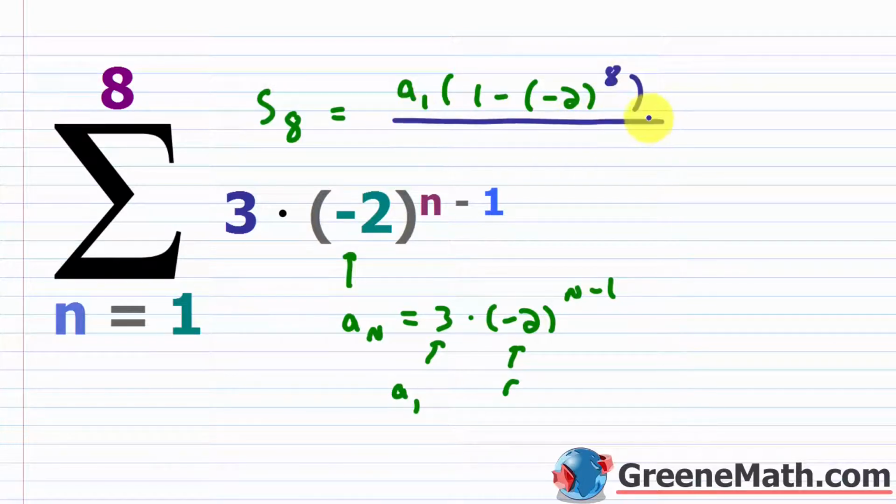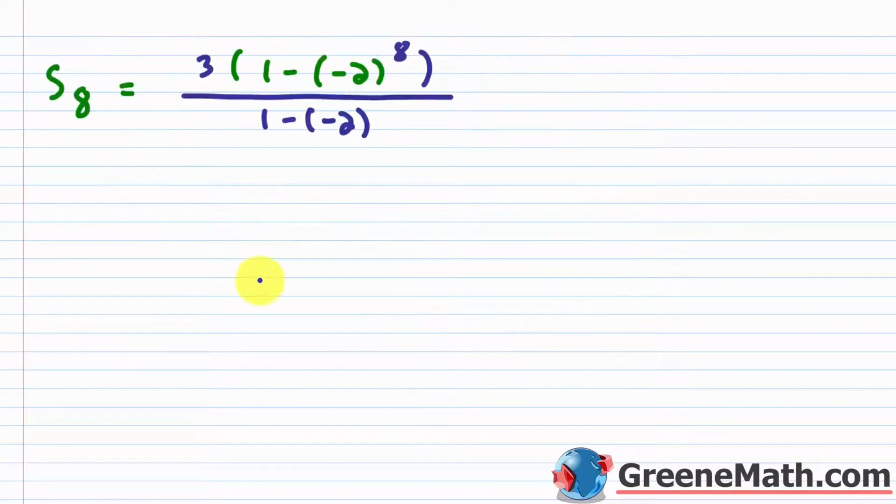And then this is over, let me fill in a sub 1. That's going to be 3. So let me put that there. It's over your 1 minus r. So your 1 minus, in this case, r again is negative 2. Okay, so let me copy this real fast. And let me just paste this in so we have some room to work. Okay, so this is pretty easy.